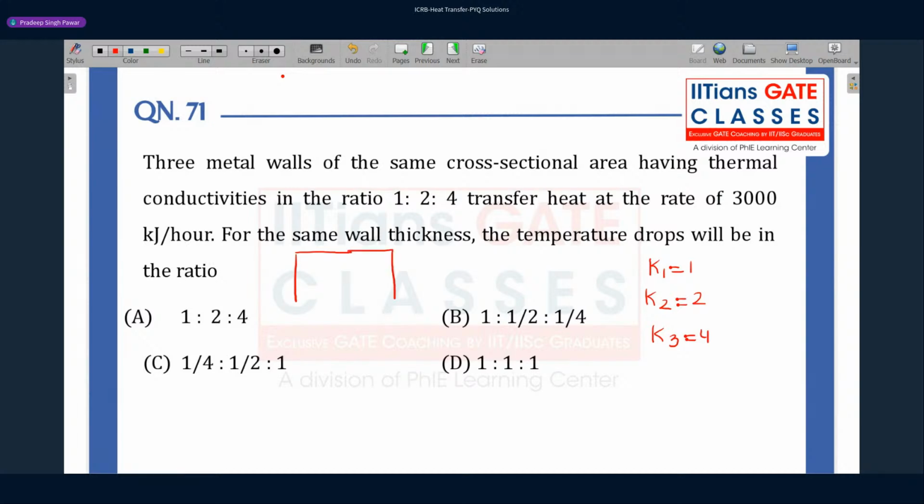So you have three metal walls of the same area having thermal conductivity in this ratio. Just imagine you have this kind of a distribution. The same heat is getting conducted. In one case you have K1, in the second case K2, in the third case K3. The thickness is the same, L1 equal to L2 equal to L3. The cross-sectional area A1 equal to A2 equal to A3 is also the same.